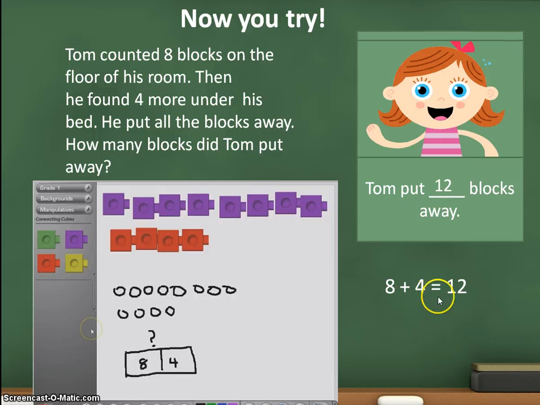8 and 4 more is 12, and I can count the blocks in my model to make sure that it's 12. And then I can say, well, I know that my answer makes sense. I chose the right operation, addition, and I counted my blocks to make sure I had the right number. This problem makes sense. Did your self-talk sound like my self-talk? If it's pretty close, you did a good job. Let's move on to the next one.